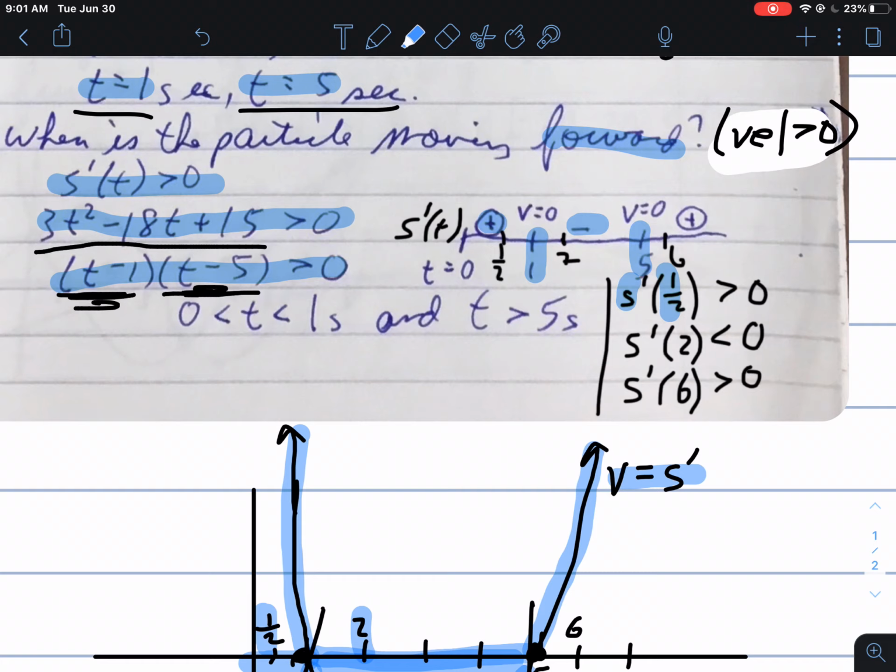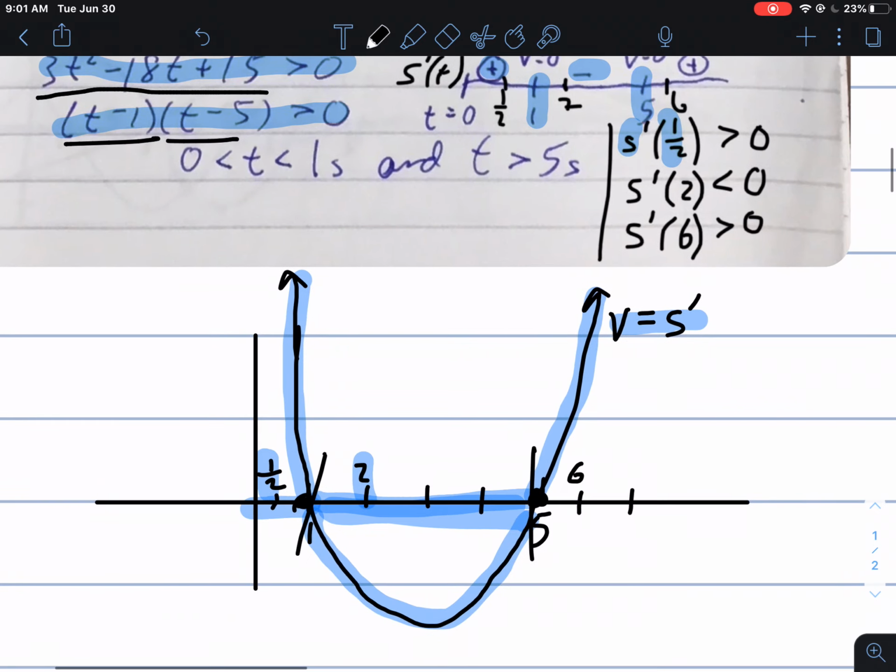Now notice if you go over here to that factored form, when you plug 2 into this factor, 2 minus 1 is positive. Plug 2 into this factor, 2 minus 5 is negative. So you've got a positive times a negative, which gives you a negative value, right? So that means our velocity there is negative. And again, if you look at the graph, between 1 and 5, it's below the x-axis. It's a negative function value over that interval.